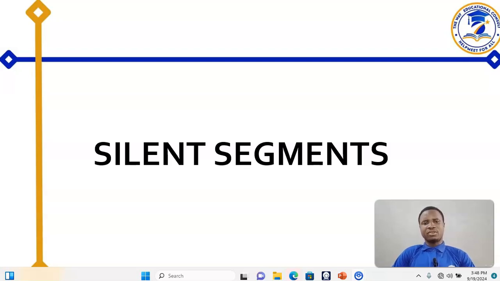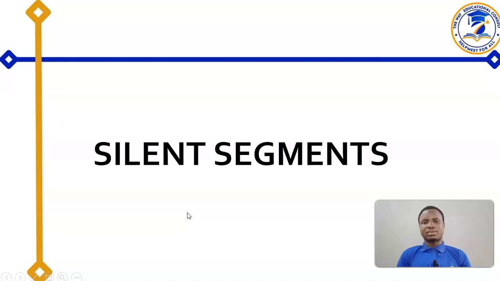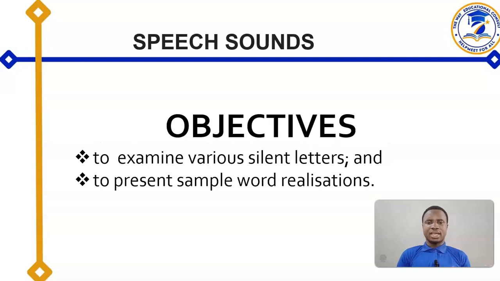And we have been looking at different sections of the English sounds. In this session, we want to look at the silent segment. Here, we are looking at some sounds that are not realized. That is, the letters do not realize any sound in the pronunciation or articulation of the words. Rather, those sounds are unrealized, unpronounced at all.